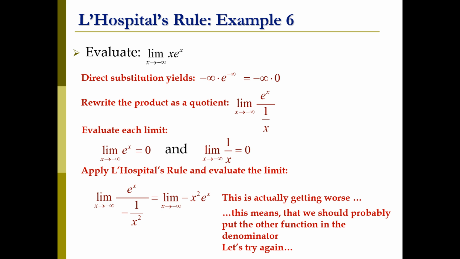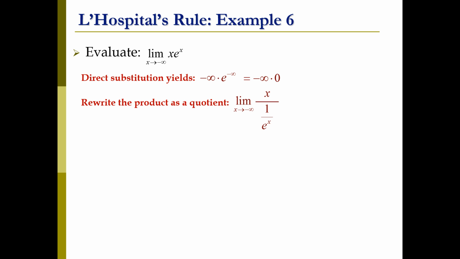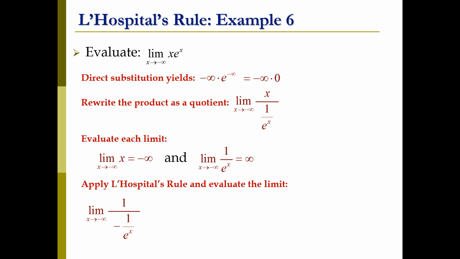What that tells us is that we probably should have put the other function in the denominator. So let's try this one more time. This time, we're going to put x in the numerator, and we're going to put 1 over e to the x in the denominator. The limit as x approaches negative infinity of x is negative infinity, and the limit as x approaches negative infinity of 1 over e to the x is infinity. So we can apply L'Hopital's rule. This time we're going to get 1 over negative 1 over e to the x power. If we simplify this, we get the limit as x approaches negative infinity of negative e to the x power, which of course is 0.